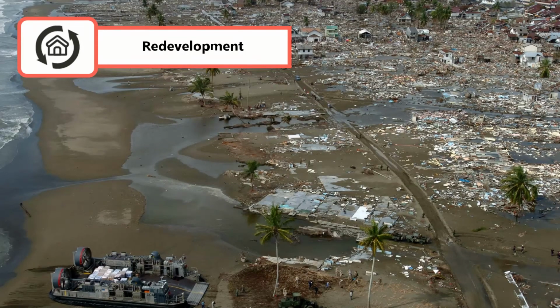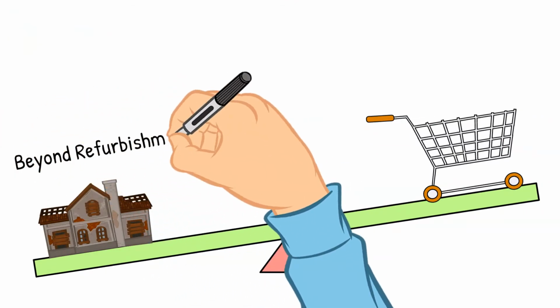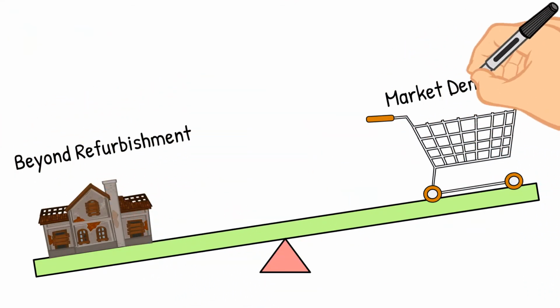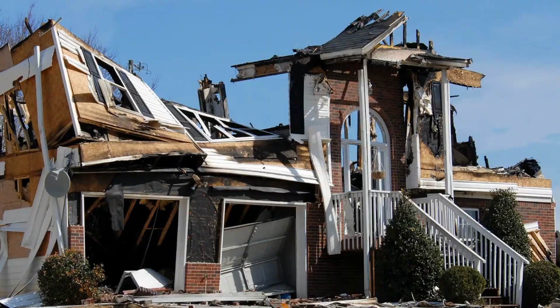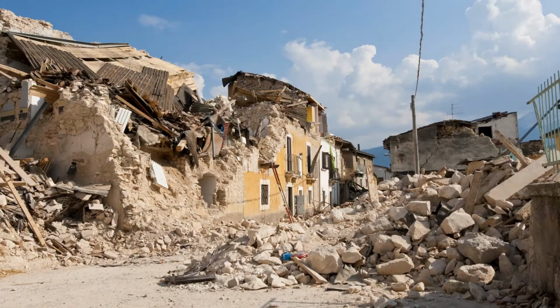Redevelopment. In case a current property is beyond refurbishment and does not meet market demand, it may get redeveloped entirely. Another reason is that the building may get destroyed due to disasters, both man-made, fires, and natural, earthquakes.